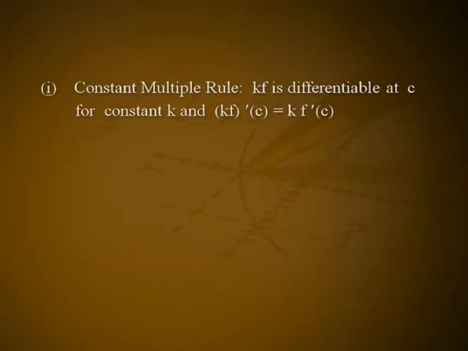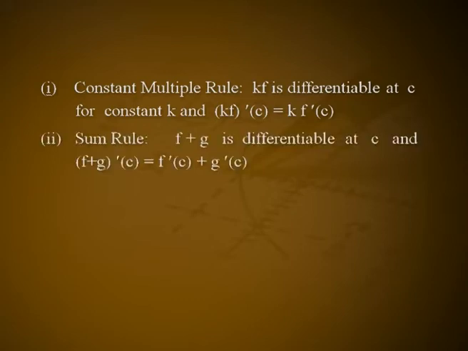There are a number of simple rules which can be used in the calculation of derivatives of various combinations of functions. The following theorem states some of them. Theorem: let f and g be real valued functions defined on an interval I equal to closed interval a b and be differentiable at a point c in I. Then 1. Constant multiple rule. k f is differentiable at c for constant k and (k f) prime of c equal to k into f prime of c. 2. Sum rule. f plus g is differentiable at c and (f plus g) prime of c equal to f prime of c plus g prime of c.